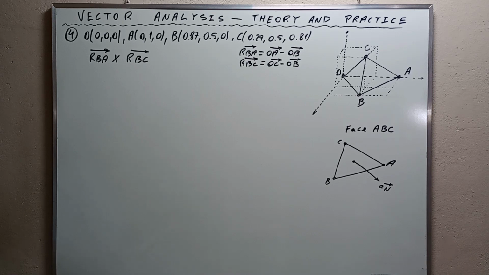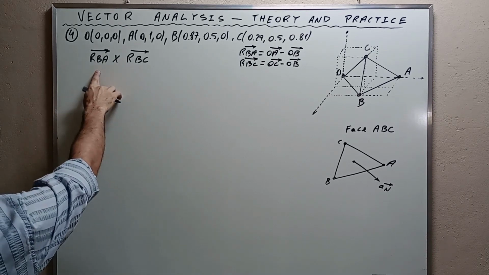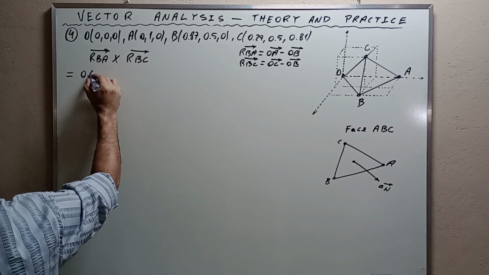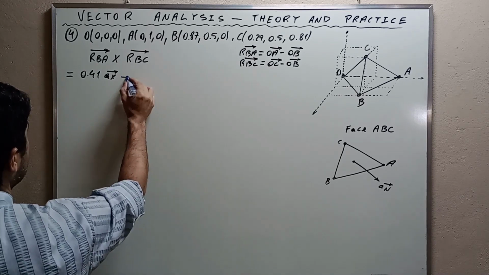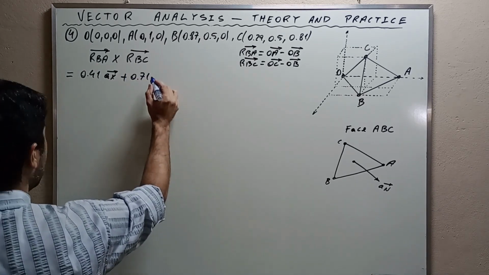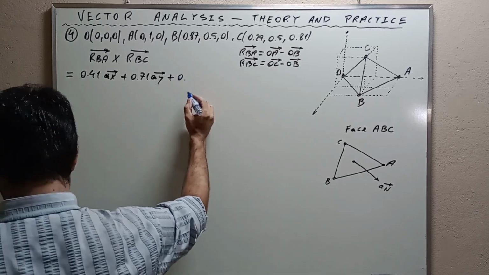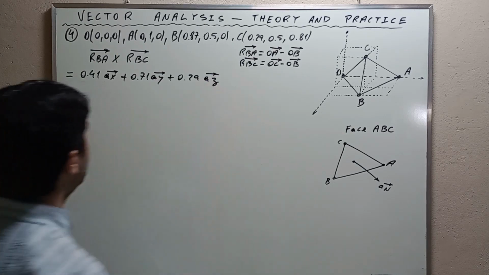And if you carry out the cross product using Cartesian coordinates or Cartesian unit vectors AX, AY, and AZ, you're going to find that RBA in a cross product with RBC is 0.41 AX plus 0.71 AY plus 0.29 AZ.